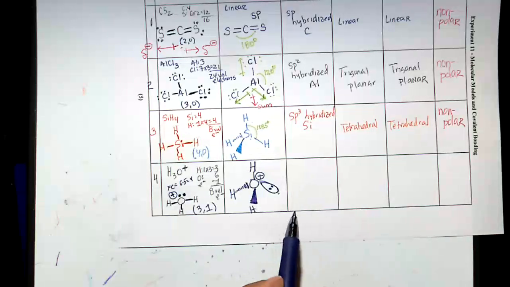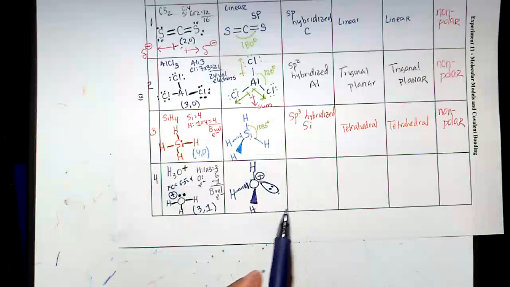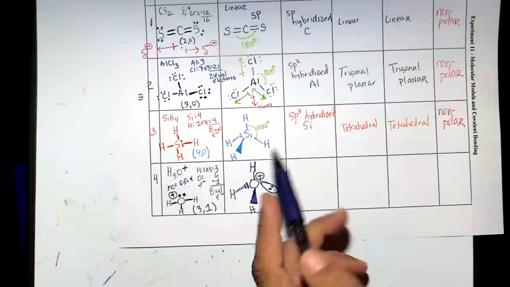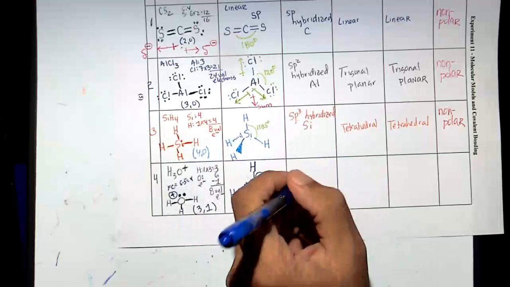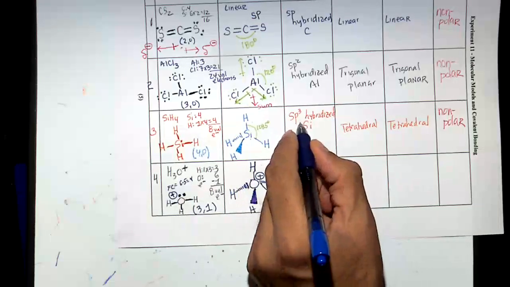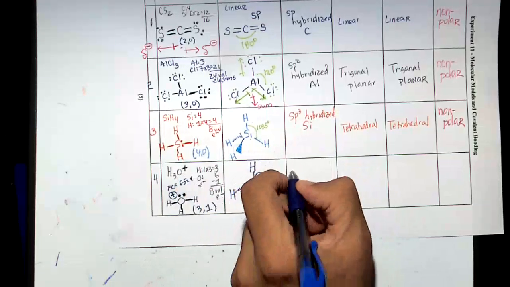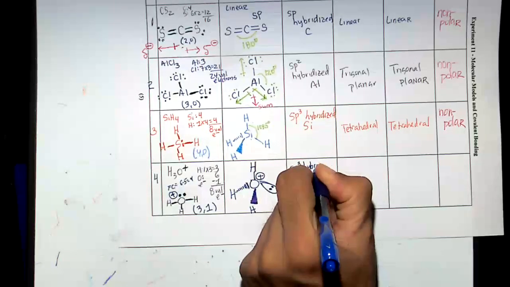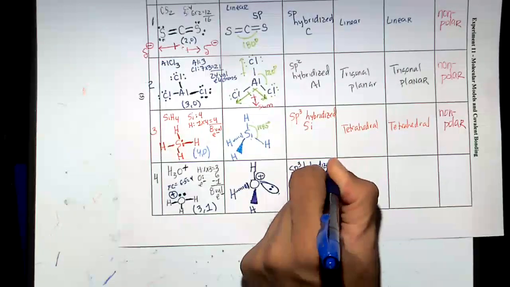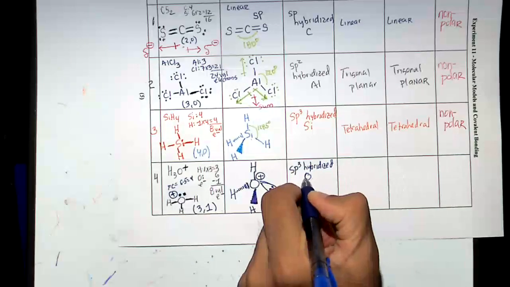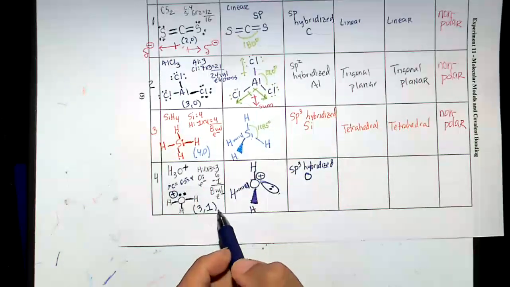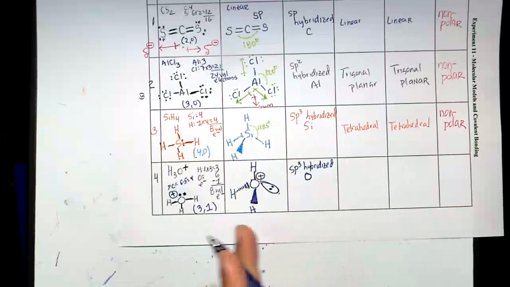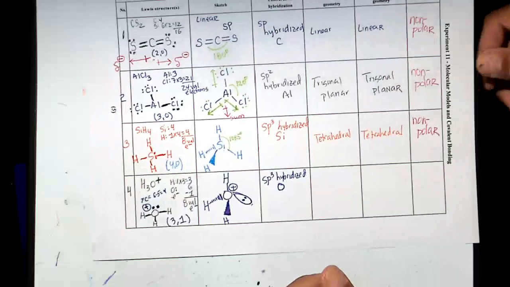3 bonding, 1 lone pair. What's the hybridization? What's 3 plus 1? 4. So how will we get 4? It's going to be the same thing as above. It's going to be an sp3 hybridized oxygen. So 3, 1. One of those lone pairs is going to occupy one of the orbitals.